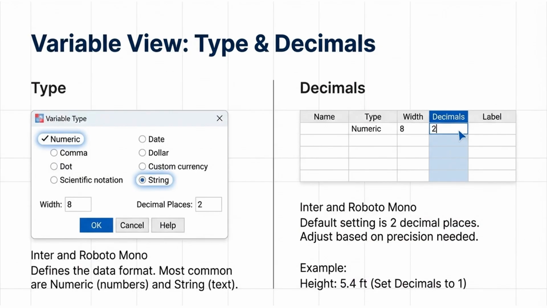Variable view, type and decimal. Variable type, numeric and string, defines the data format. Most commonly used are numeric and string types. Decimals: the default setting is 2 decimal places, adjust based on the precision needed. For example, height is 5.4 feet. Set decimal to 1 place.